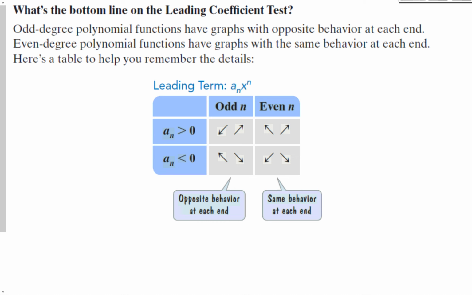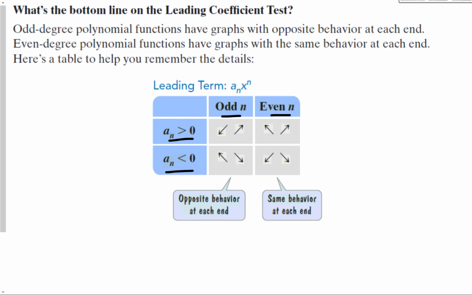Here is a handy chart to help you remember. Odd degree polynomial functions have graphs with opposite end behavior at each end. Even degree polynomial functions have graphs with the same behavior at each end, and the table will help you remember that. So we look at odd, even, positive, negative. Odd and positive, down then up. Odd and negative, up then down. Even, up, both up, or down, both down.